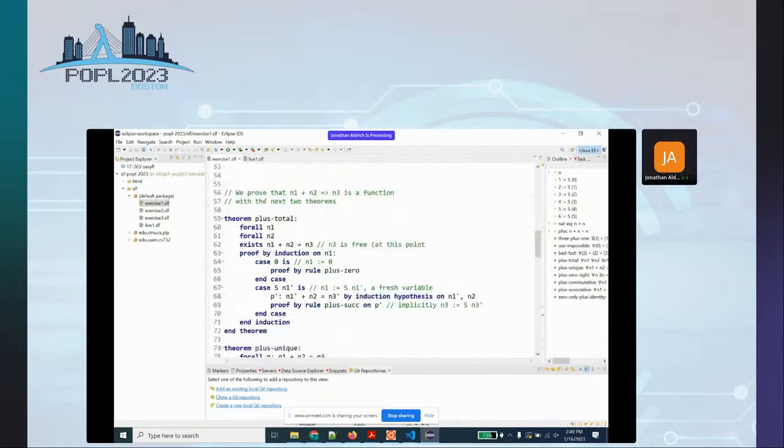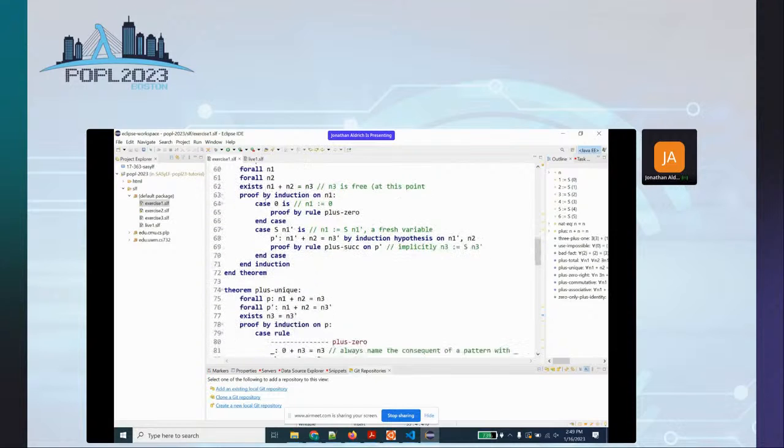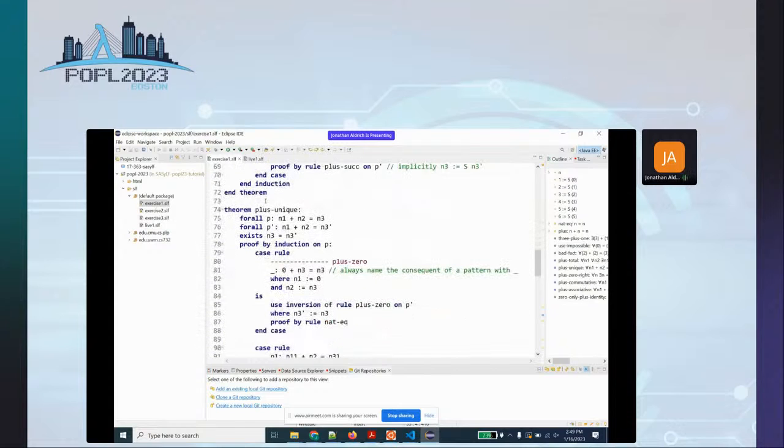Here's the proof of totality I did ahead of time, demonstrating N3 is 3 at this point, in 2 cases. Ahead of time, I also proved something called plus unique.